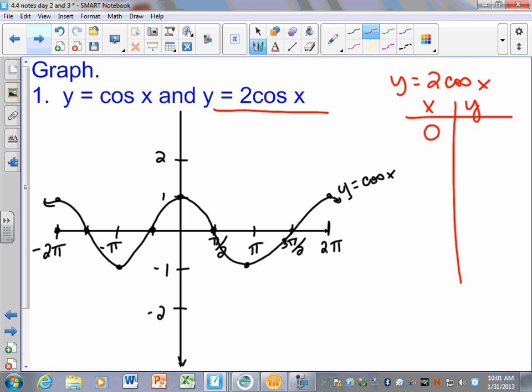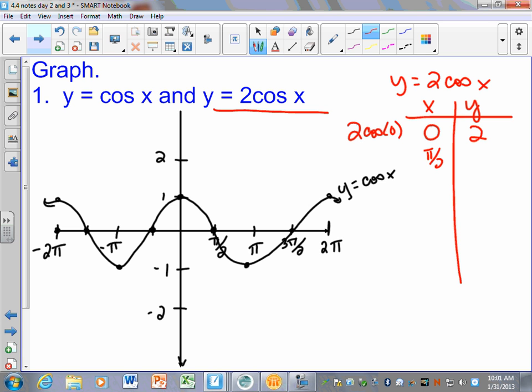If I pick 0, I'm going to get 2 times the cosine of 0. And what is the cosine of 0? 1, but now there's a number in front. 1 times 2, you're going to get a value of 2 instead of a value of 1.